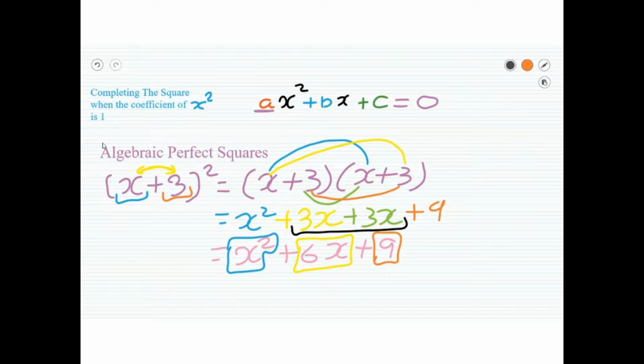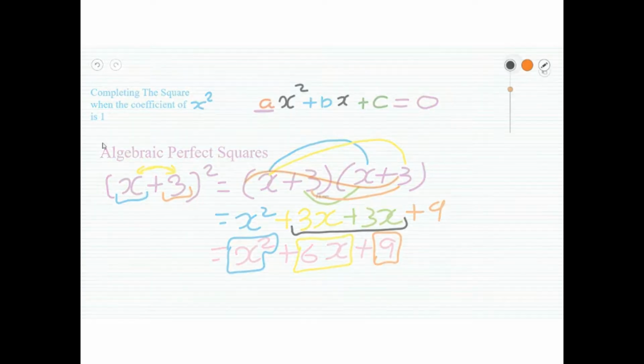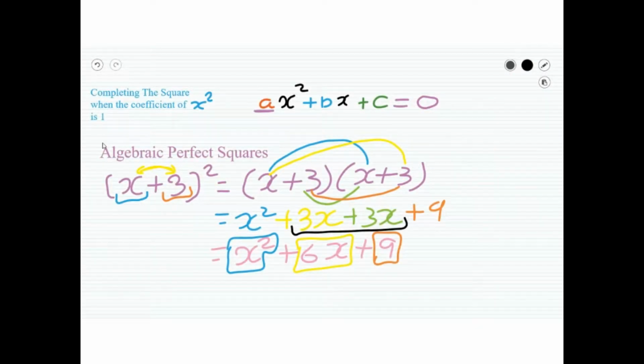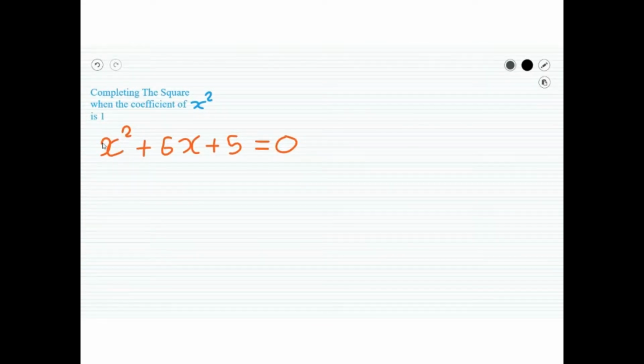And we're going to use that concept when we're completing the square because it's a bit of us going in reverse, because x squared plus 6x plus 9 is a quadratic expression. And so I can take this quadratic expression and move it back to the perfect square, and that process is called completing the square. So let's actually do an example.